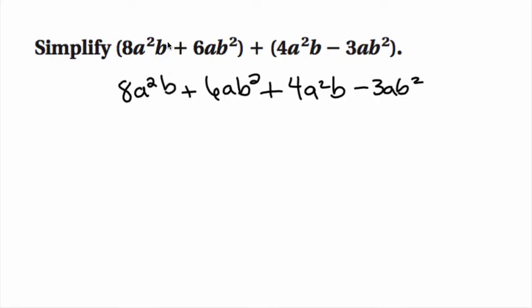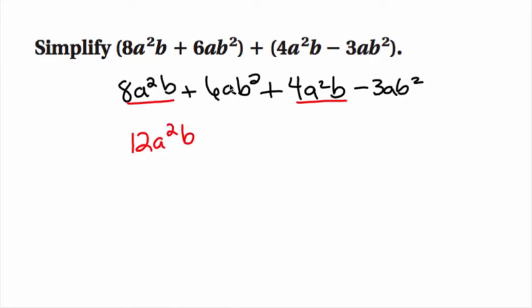So then I just identify what's a like term. Right here I have a squared b, so I'm looking for other a squared b's. This is not a squared b, this is, and this is not. So these two are like each other, so those will be added together. I'll go ahead and do that real quick. 8 plus 4 is 12a squared b.